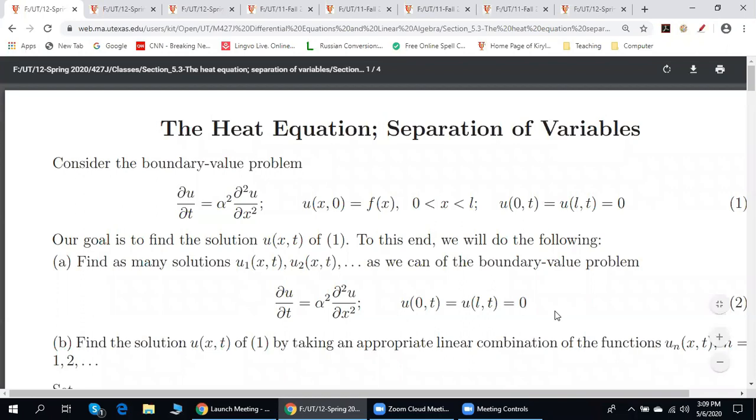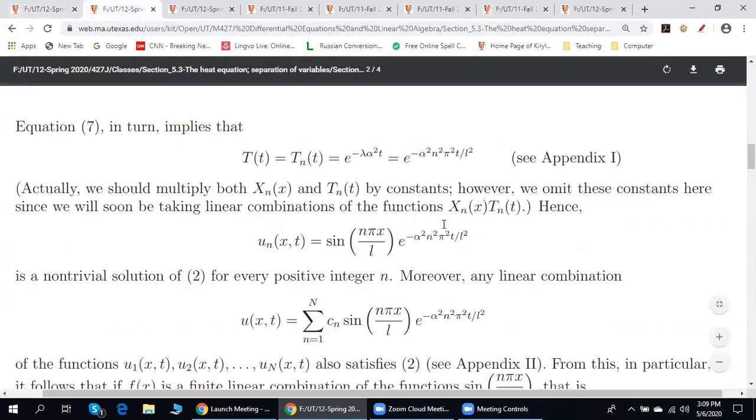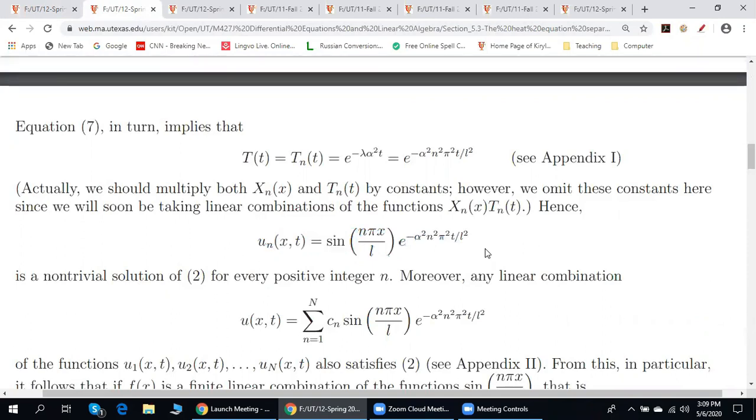Then, last time I showed you how to find infinitely many solutions of this. These infinitely many solutions are written over here. So, here we have infinitely many functions because n is any positive integer.